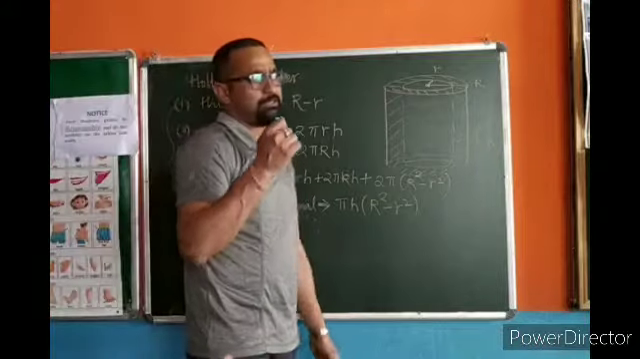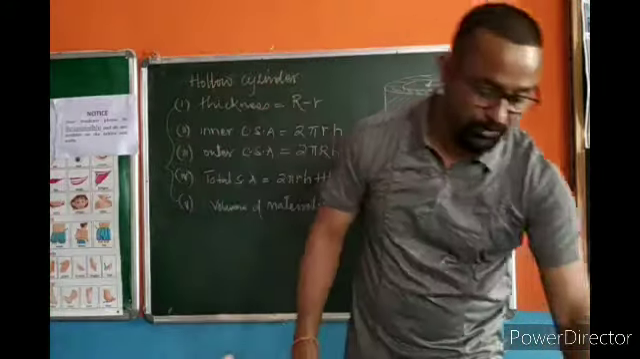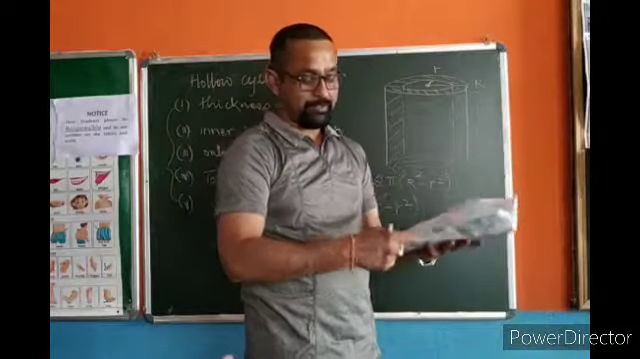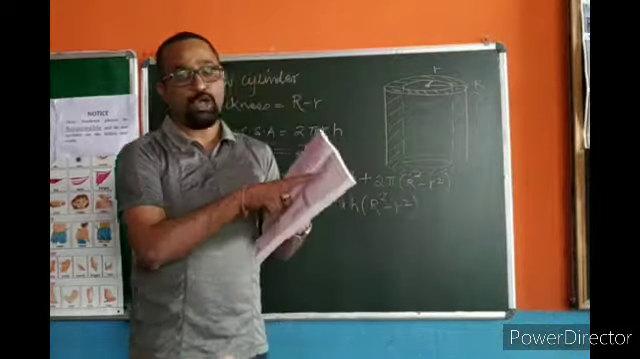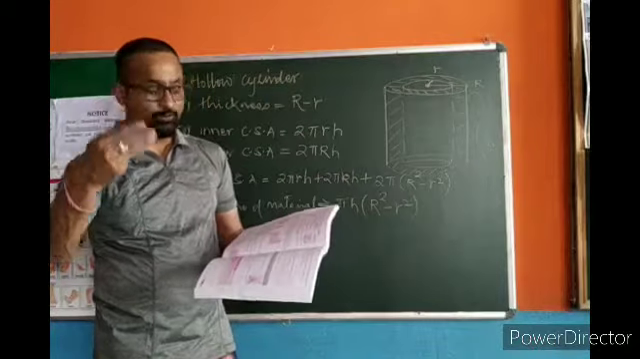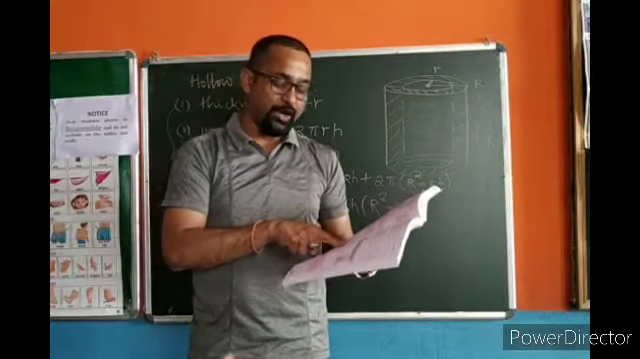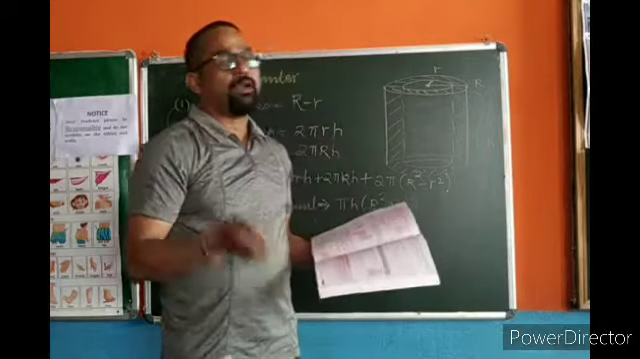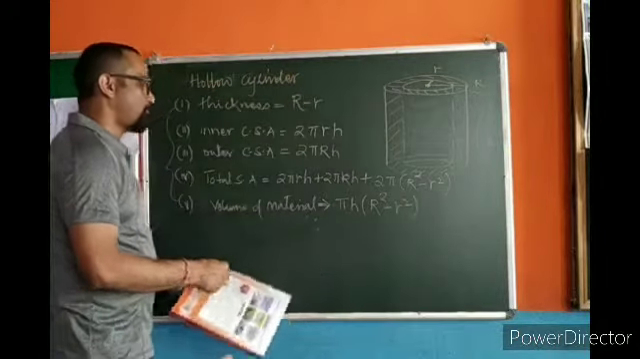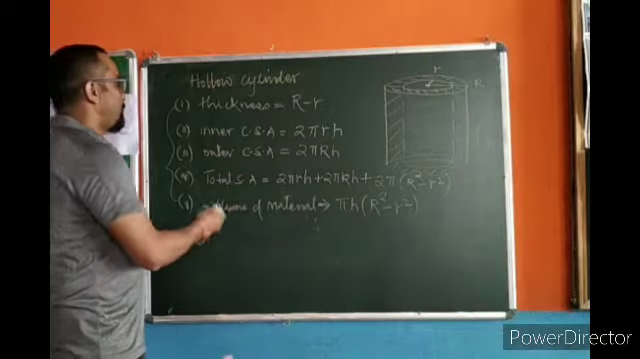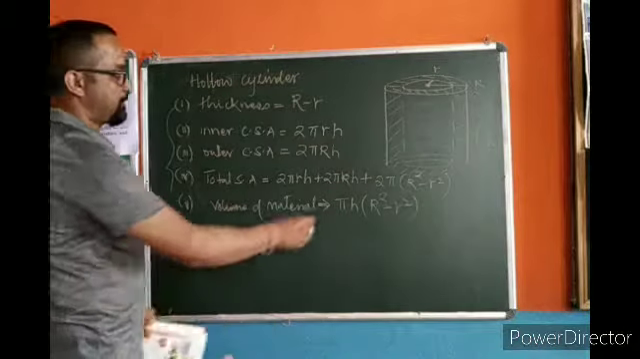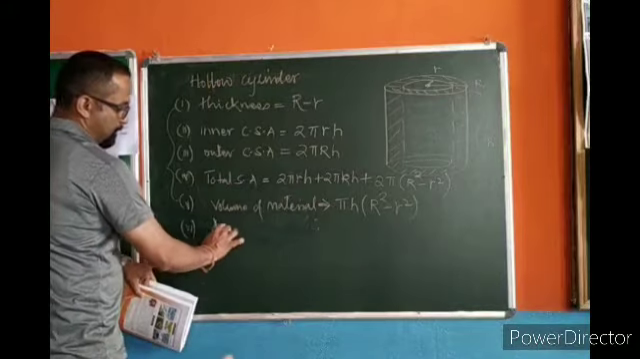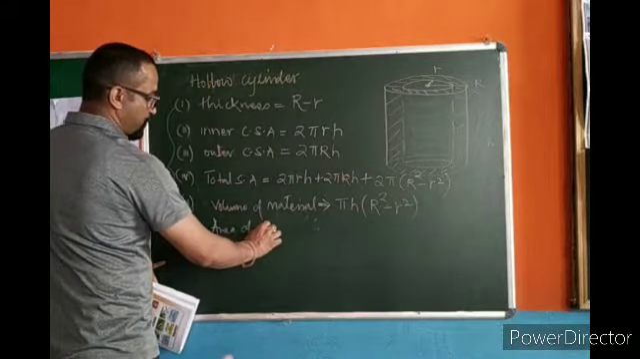And the formulas are given in the book. You can just go through page number 391. You have solid cylinder, there are 3 formulae. For hollow cylinder you have 6 formulae. I forgot to write one, area of cross section. Area of cross section can be written as, okay, number 6, area of cross section.